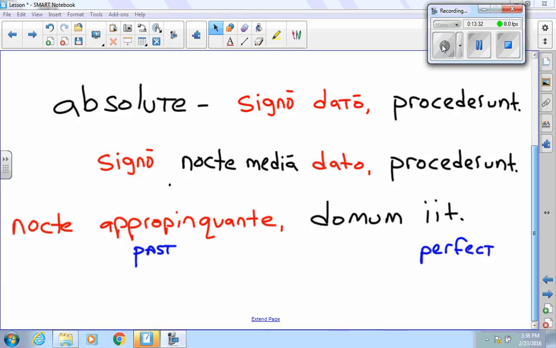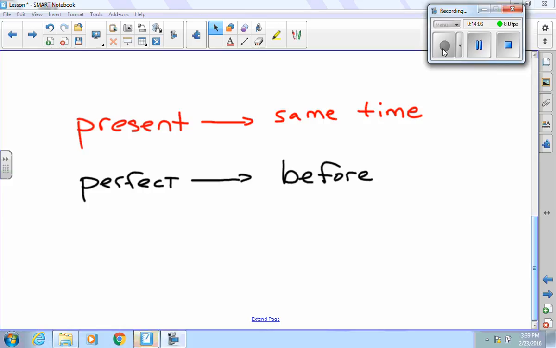The same can be said whenever I use the perfect passive participle. When I use the perfect passive participle, the action happens before the main verb. So in signo nocte medio dato, I need to translate that as pluperfect. Unless I translate it literally, the sign having been given at midnight, I translate it as pluperfect: after the sign had been given at midnight, they proceeded. Pluperfect because the action happens before the main verb, which is in the past tense already. So a participle that is in the present tense is happening at the same time as the main verb. A participle that is in the perfect tense is happening before the main verb.